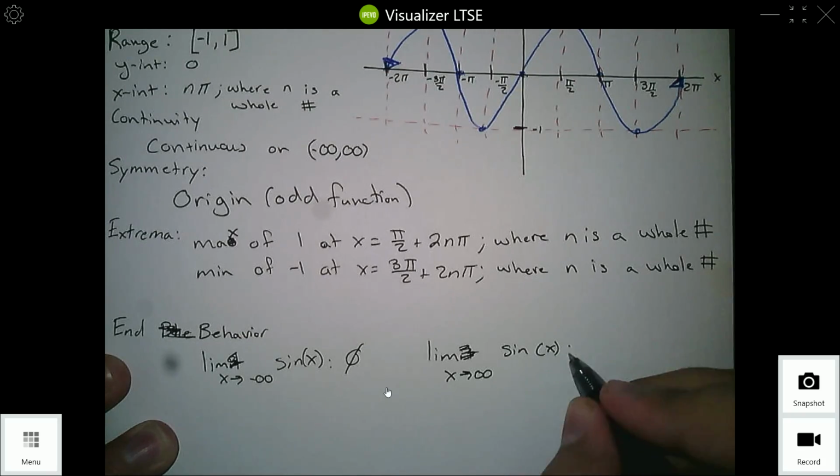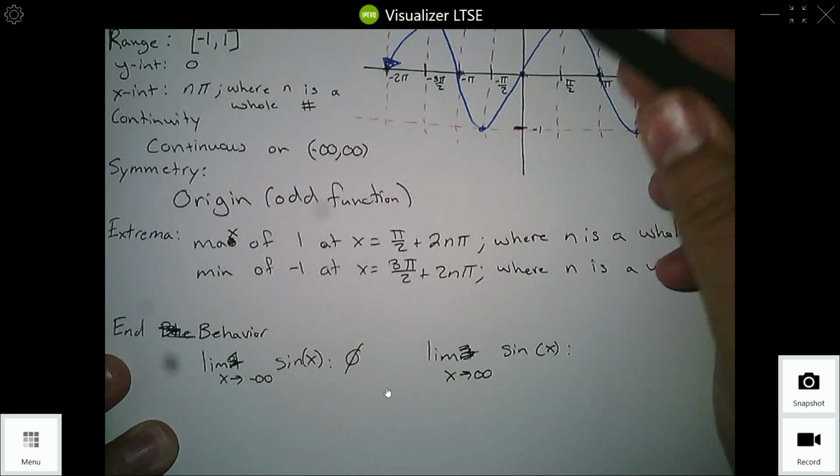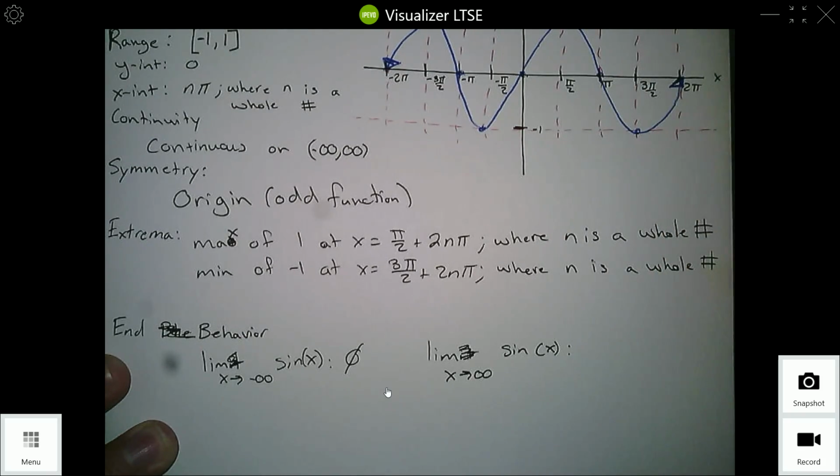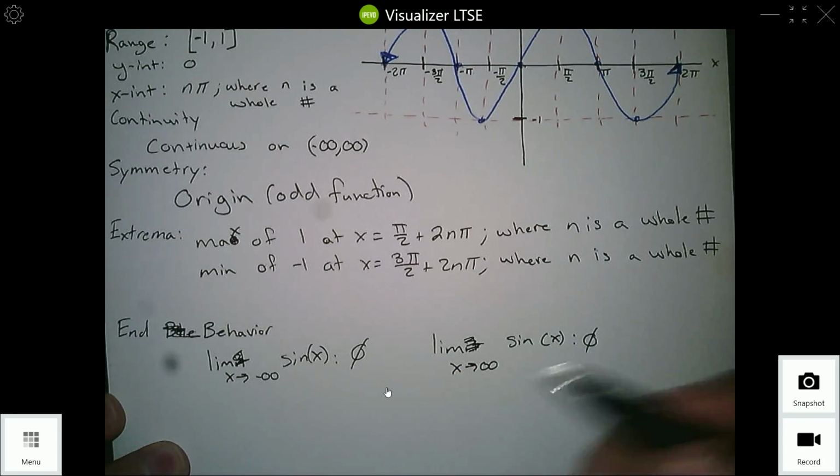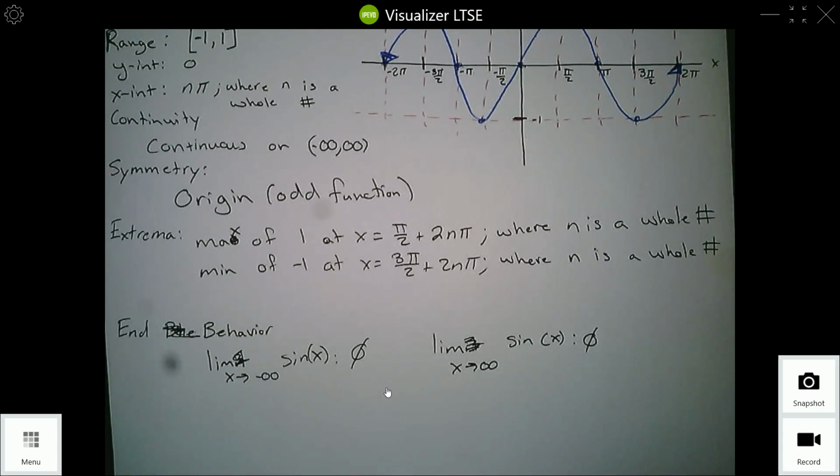Okay. Once again, as it goes to the right, it just keeps oscillating. It keeps going up and down. It doesn't approach a number, or go to infinity or negative infinity. So once again, it is no solution. It doesn't exist. So there is no end behavior for these. There's no limit. That's all I was going to talk about for this one.